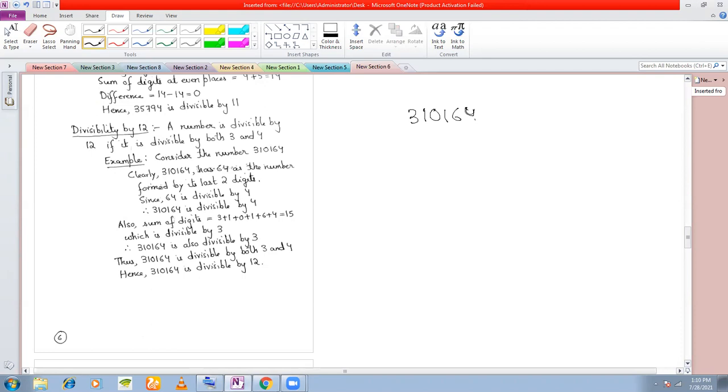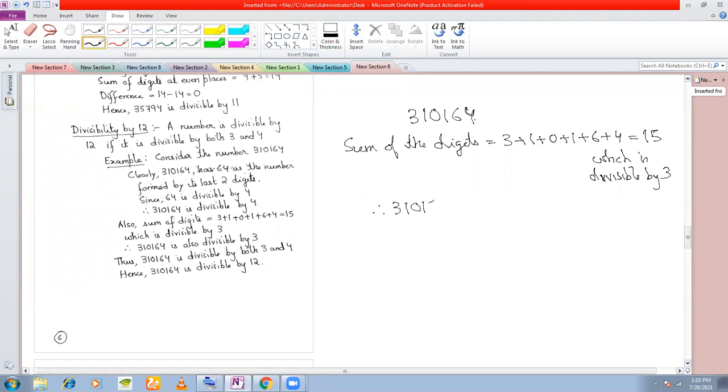310164. Now, is this number divisible by 3? Let's check sum of the digits. 3 plus 1 plus 0 plus 1 plus 6 plus 4. So you have 15, which is divisible by 3. Therefore, 310164 is divisible by 3.